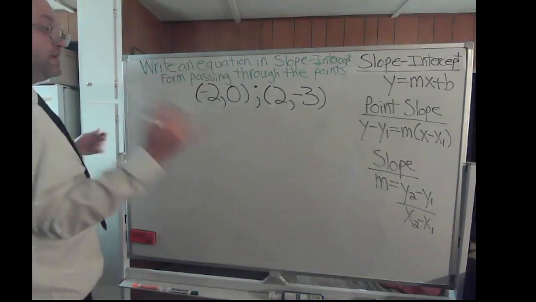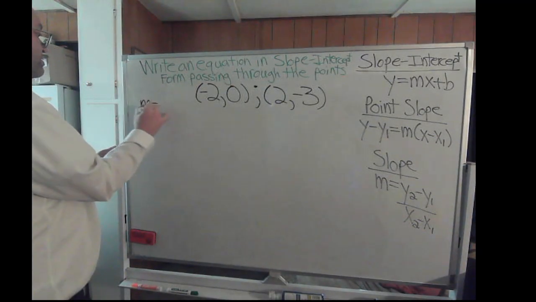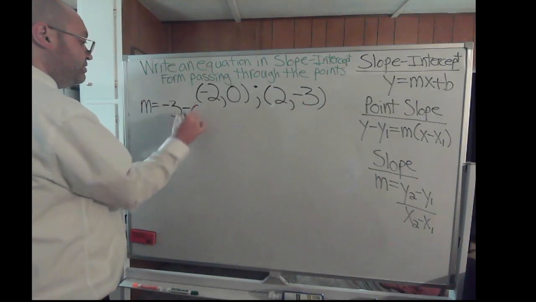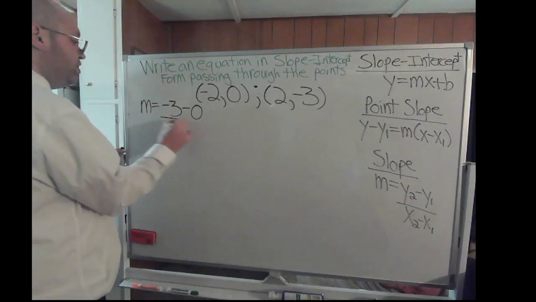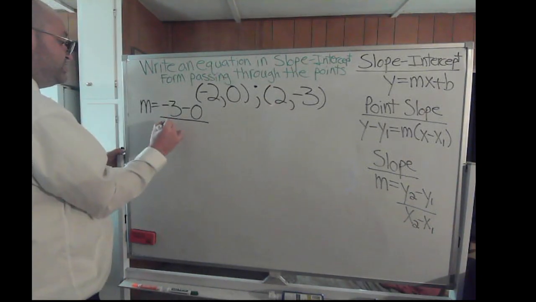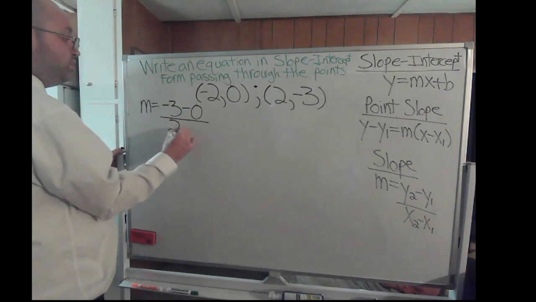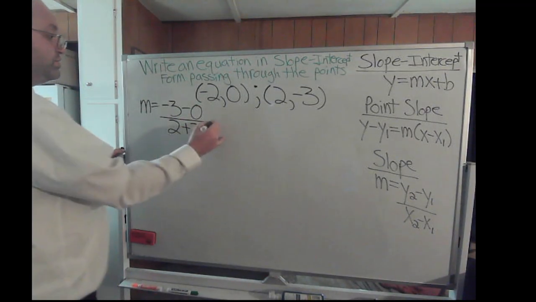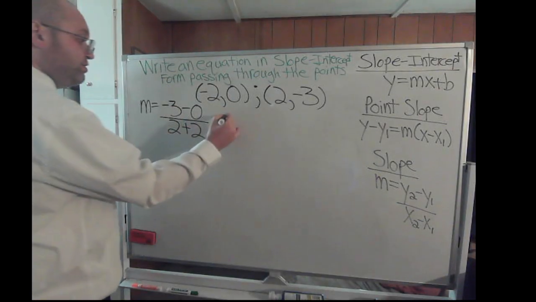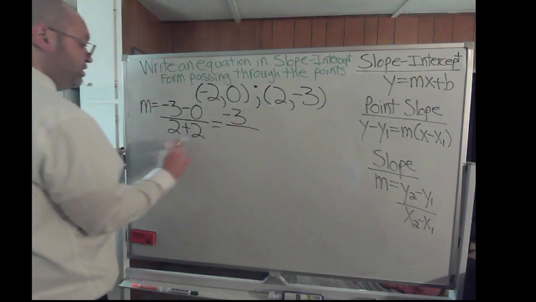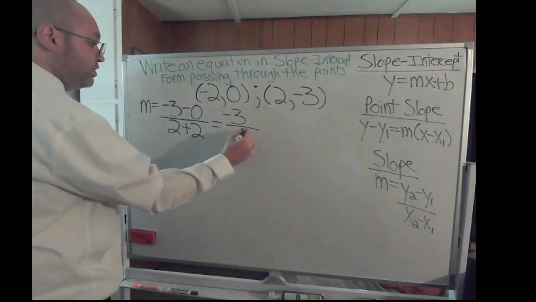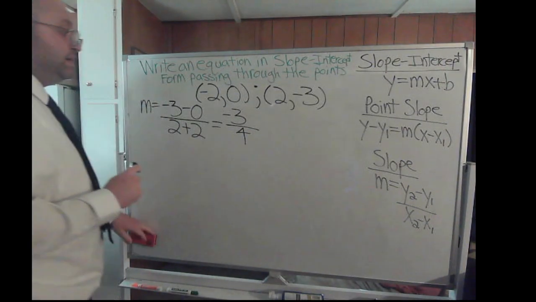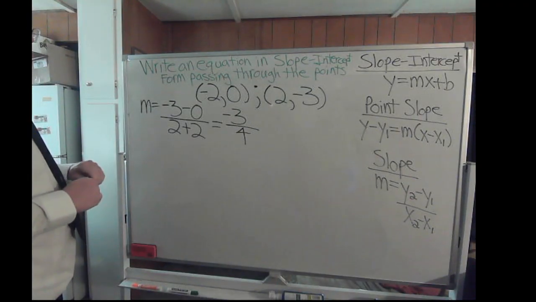Well, first find your slope. Slope is equal to your y2 of negative 3 minus your y1 of 0, so negative 3 minus 0 all over x2, which is 2, minus your x1 of negative 2. Minus negative 2 is actually plus 2. So in the numerator you have negative 3 minus 0, that's negative 3, over 2 plus 2 in your denominator, 4. So the slope of this line is going to be negative 3/4.